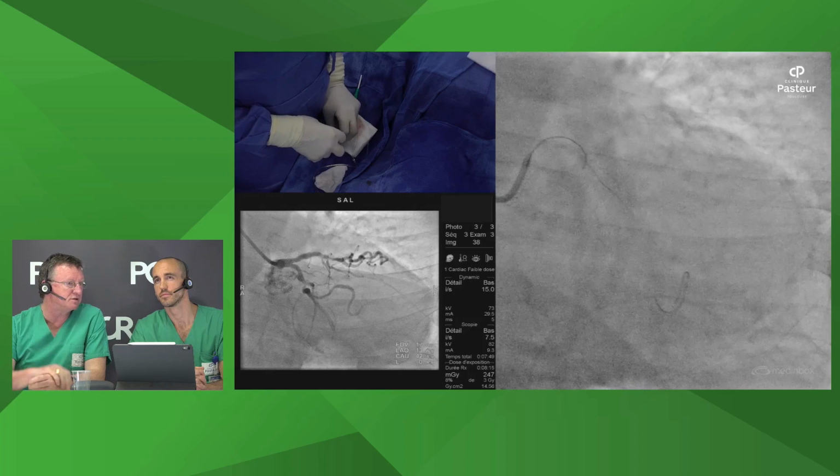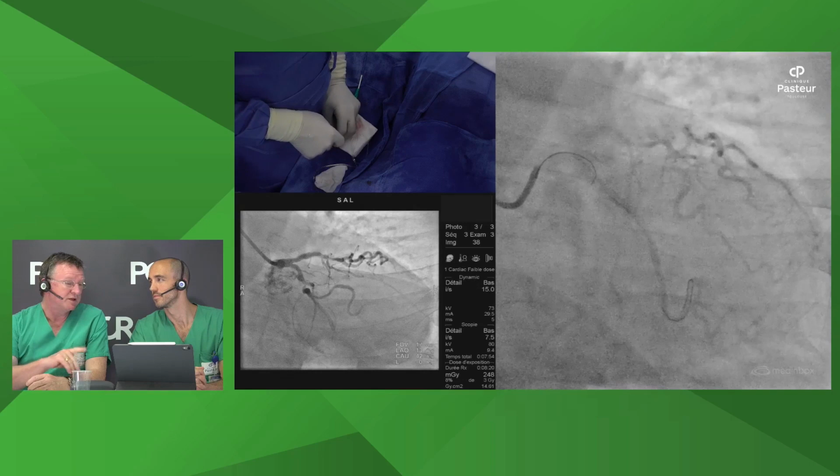I mean, I started to do coronary stents with hand crimp Palmaz-Schatz stents. Those things were not very deliverable. You know, current generation of stents are entirely different.